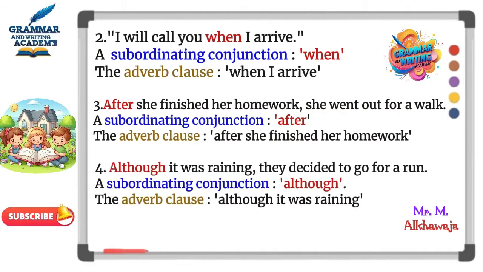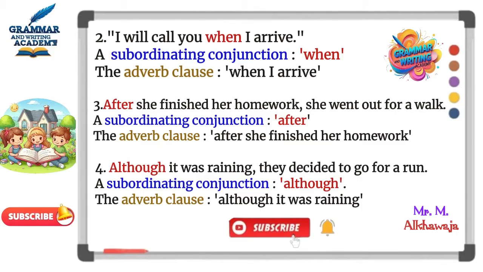Example 4. Although it was raining, they decided to go for a run. In this sentence, do we have a subordinating conjunction? Yes, we have a subordinating conjunction which is although. The adverb clause is although it was raining.